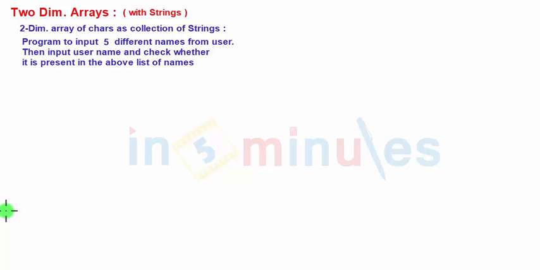Now we'll be writing a program to input 5 different names from the user and then input a username and check whether it is present in the above list of names. It is somewhat like any social site or email site, which has lots of names and passwords stored inside its own database, and when you input your own name and password, it checks whether that name or password is present in their list. If it is present, you are a valid user, otherwise you are not a valid user.